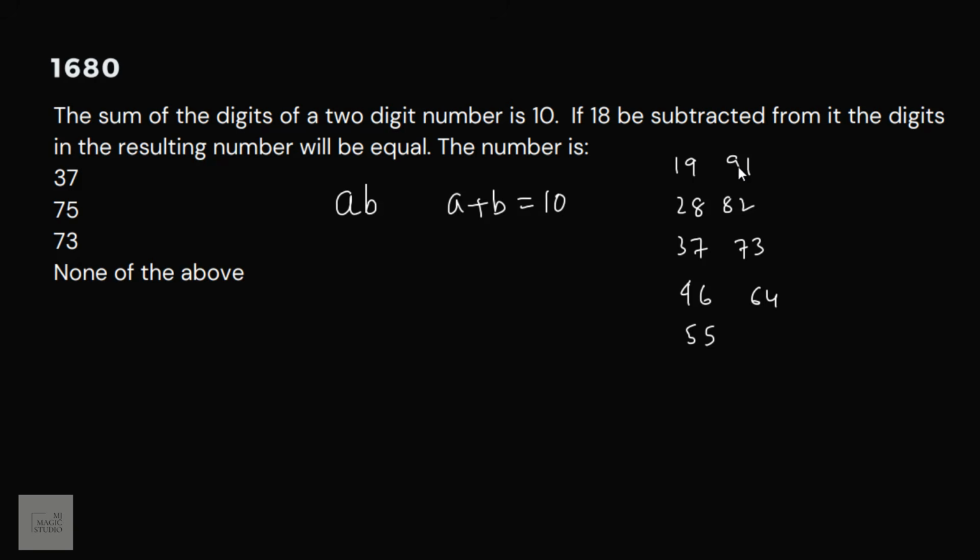So it should be a bigger number, isn't it? 91 minus 18 will not give the equal. 73 minus 18: 13 minus 8 is 5 and then 6 minus 1 is 5. We are getting 55. That means these two are same. 73 is the number we are looking out for. The number is 73. That is in option C.